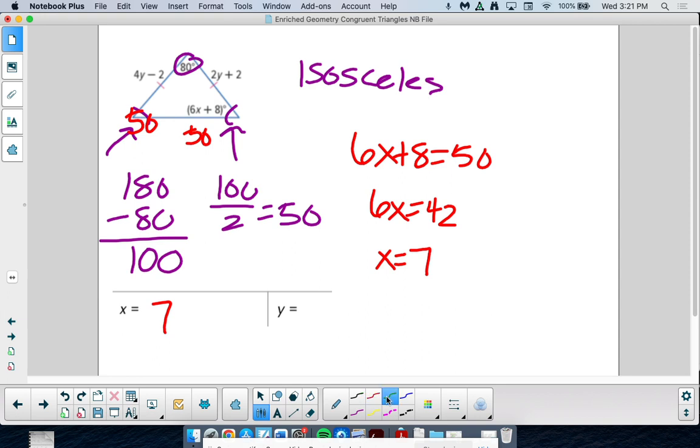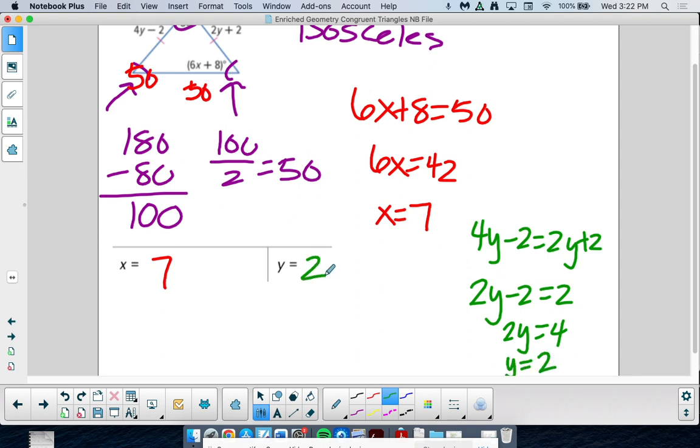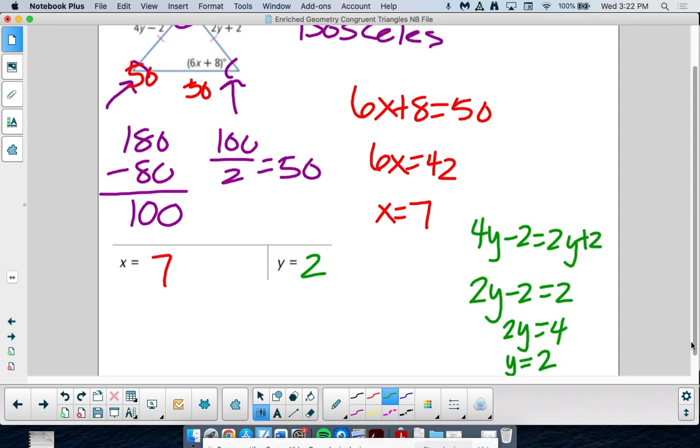Y again is pretty simple. Those are both of our legs, and we know the legs of an isosceles triangle are equal. So 4y minus 2 equals 2y plus 2. Get your y's to the same side. Add over your 2. Divide out. We should get y equals 2. Beautiful. Good job, you guys.